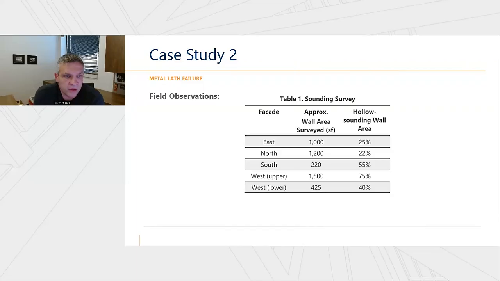We also performed sounding throughout this facade, and one interesting note here, it was widespread hollow sounding indicative of delamination or poor adhesive bond, but it was a little bit less on the east and north elevations, still widespread, but less on those two elevations relative to the south and west elevations.